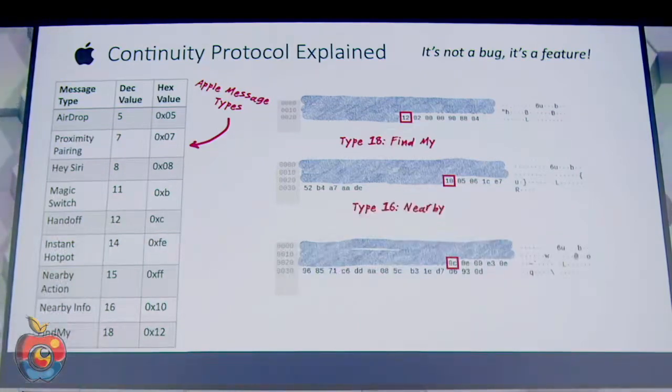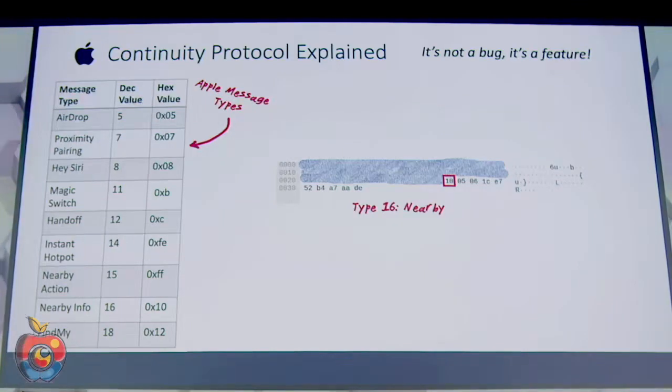So the next type of message is hex 10, which is type 16, and that's nearby. Nearby is something that I want to dig into because that is releasing a lot of pattern of life information. And then handoff, remember that's like shared clipboard, things like that. So that is a type C, which is type 12.